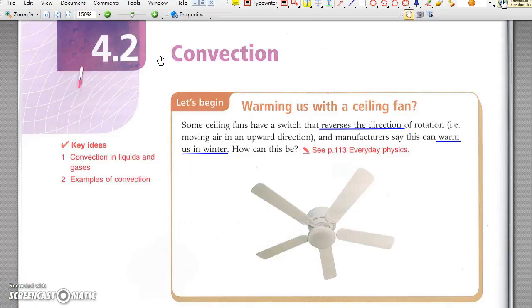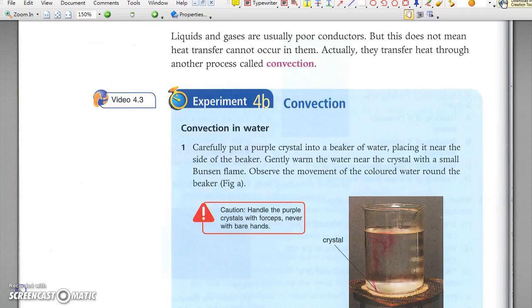Book 1 Chapter 4: Convection. The manufacturer says this ceiling fan, when rotating in reverse direction, can warm us in winter. What do you think? We learned from the last chapters that liquids and gases are usually poor heat conductors, but heat can still transfer inside liquids and gases, and in most cases even faster than heat conduction by metals. This is done by convection.